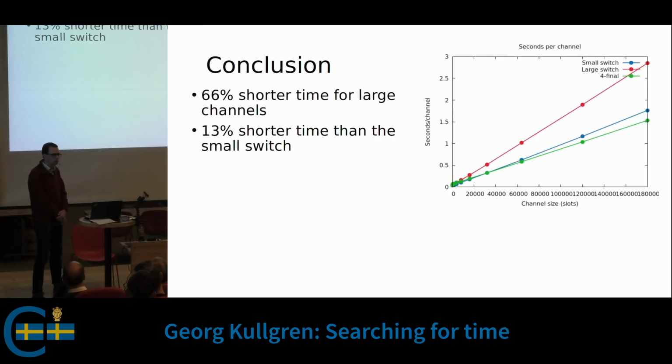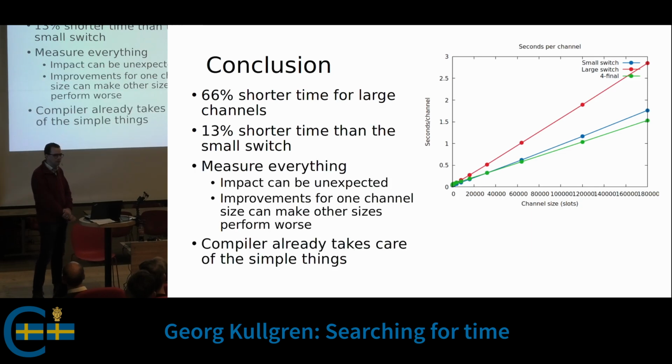But the conclusion from all this was we managed to cut down the time needed for a big reconfiguration by 66% with only these changes. And we're at 13% shorter time than with a small switch. And we can also confirm what everyone else is saying. If you want to improve, measure everything. Measure before the change and after the change, because you don't know what effect it will actually have. And you need to measure several different use cases, because a change can improve one use case but make it worse for another.